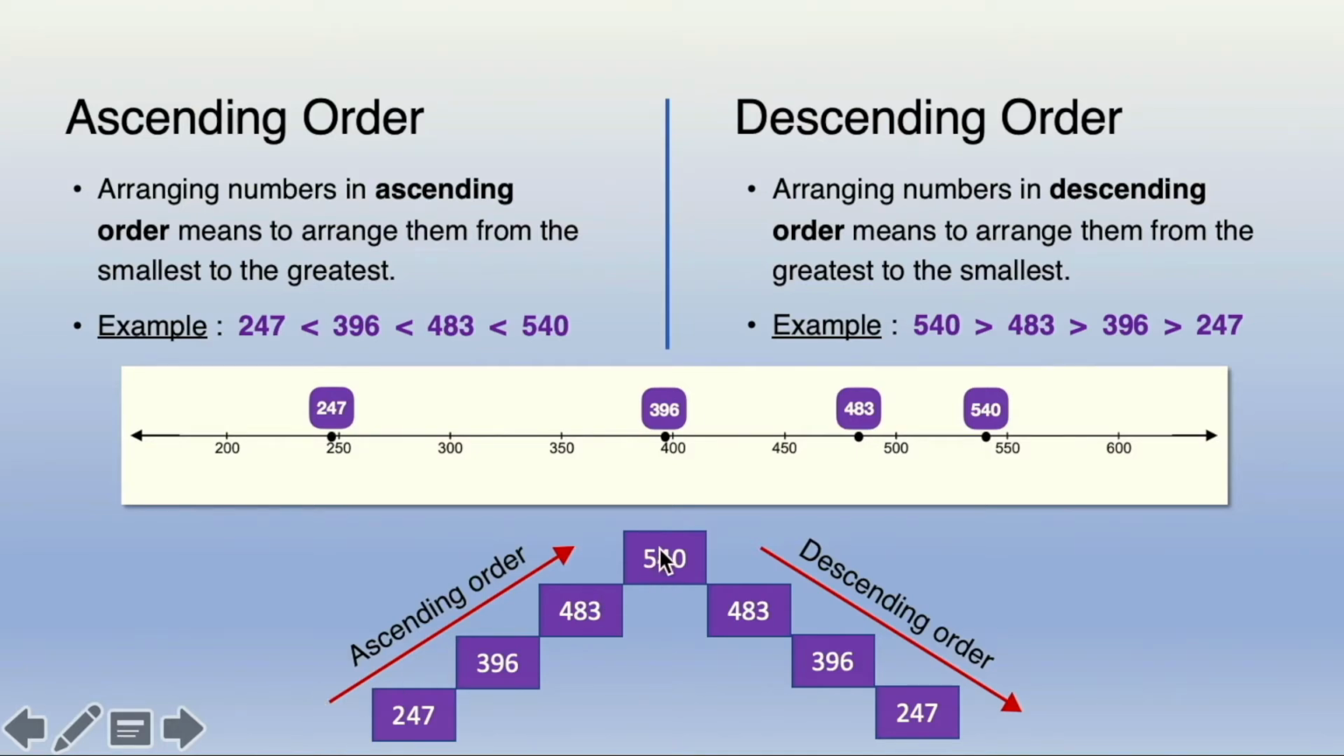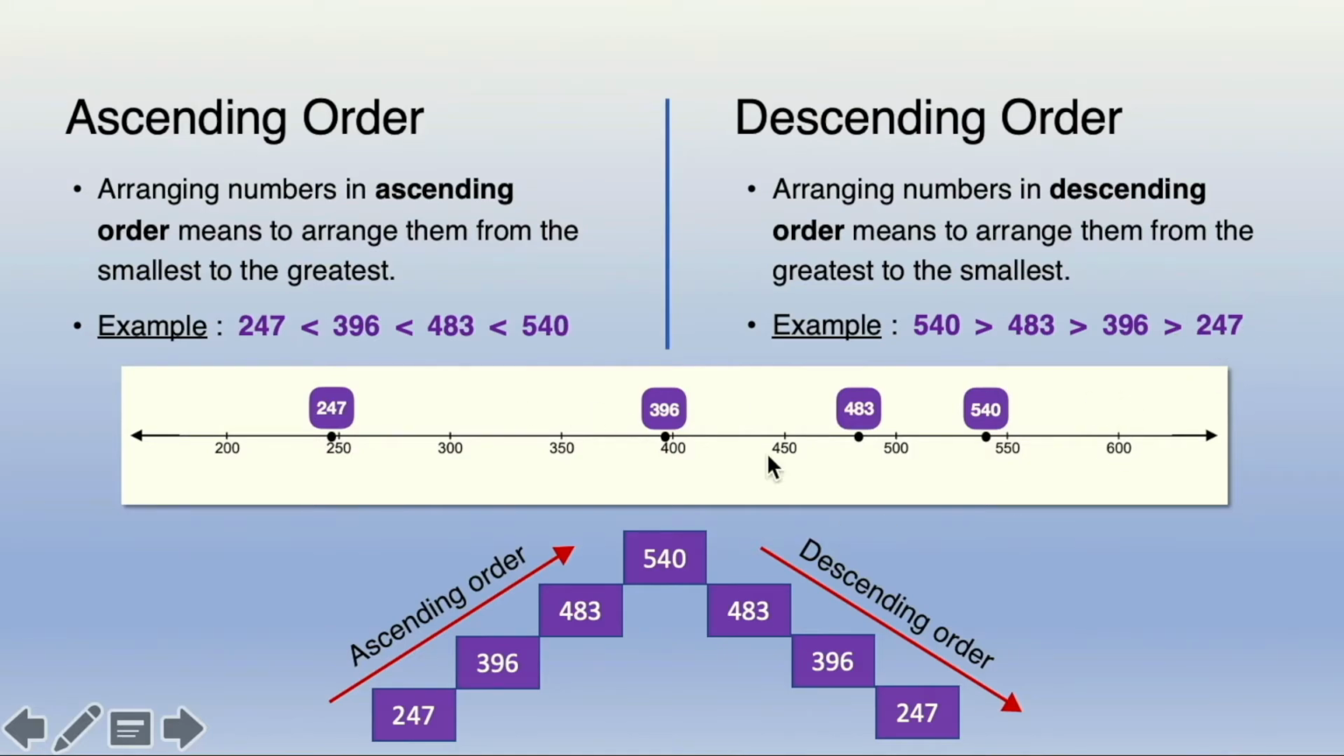So this is the ascending order of the 4 numbers, the order in which the values of the numbers are increasing. Now, arranging numbers in descending order means to arrange them from the greatest to the smallest value. So over here we have the same set of 4 numbers and we have arranged them in descending order, with the first number being the number which has the greatest value, right? And then the values go on decreasing and this is the number with the least value.